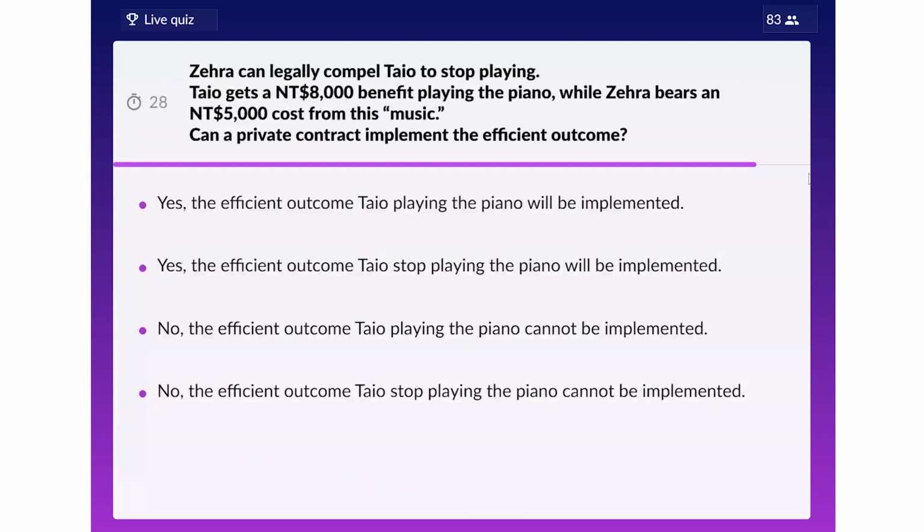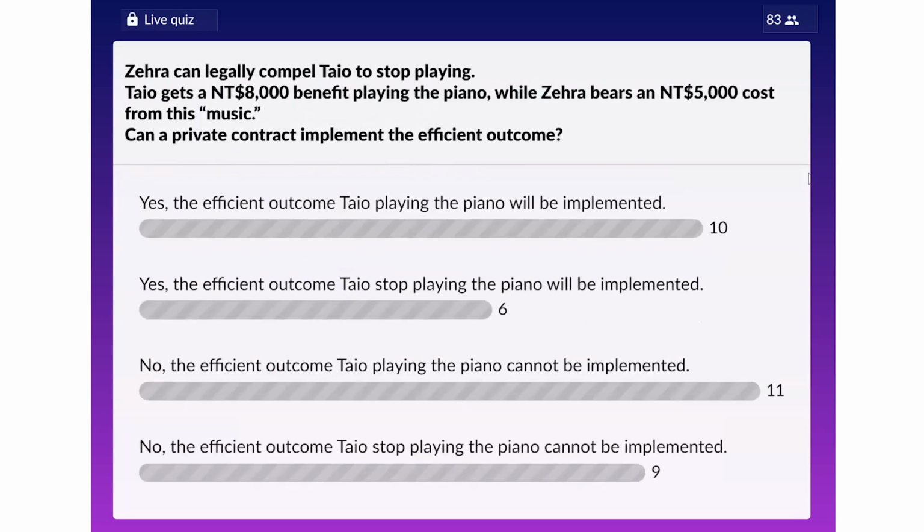Yes, the efficient outcome that Tao playing the piano will be implemented, or yes, the efficient outcome that Tao stop playing the piano will be implemented, or no, the efficient outcome that Tao playing the piano cannot be implemented, or no, the efficient outcome that Tao stop playing the piano cannot be implemented. Okay, so again, the answers are divided. And the answer is actually the efficient outcome that Tao playing the piano will be implemented.